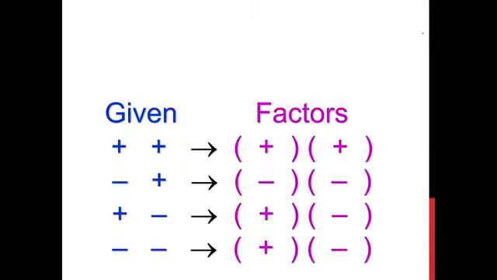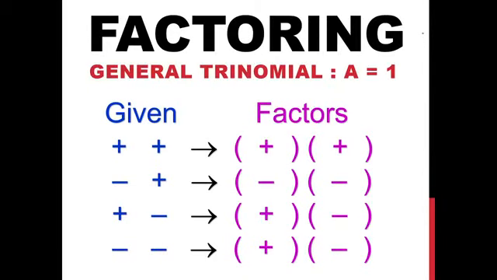Now, let's go to the general trinomial, the general quadratic trinomial. I will give you a hint. If you're given a plus and a plus, the sign of the factors is plus plus. If it's minus plus, then the sign of the factors is minus minus. If the given is plus minus or minus plus, then it's plus minus. So just take note of the signs. It's easier to remember the signs here.